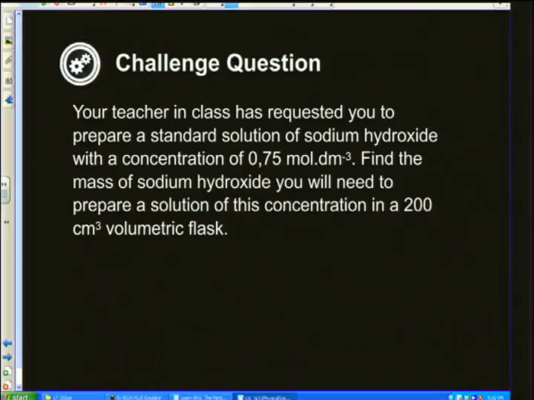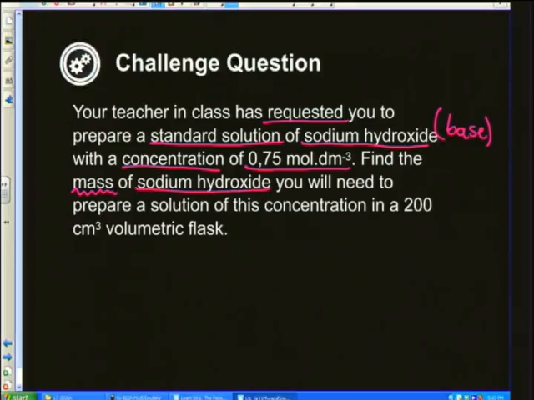Your teacher in class has requested you to prepare a standard solution. This solution is a solution of sodium hydroxide, so it's a base. You need to revise these kinds of things. Sodium hydroxide is a base. This solution must have a concentration of 0.5 mole per cubic decimeter. The question is, find the mass of sodium hydroxide that you will need to prepare this solution, if you're going to use this volume here, 200 cubic centimeters.